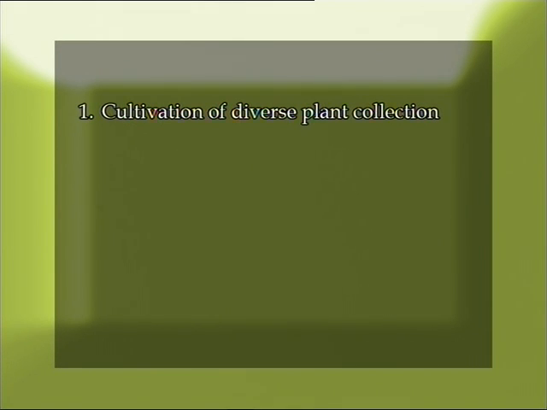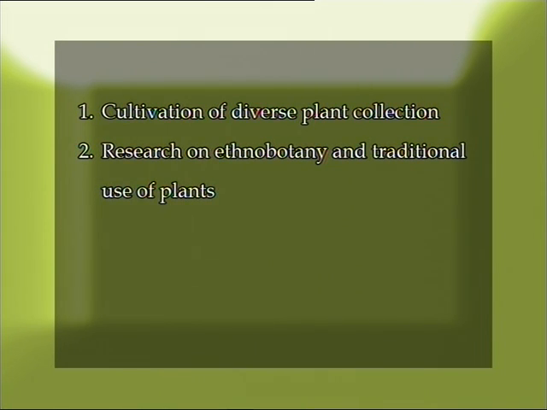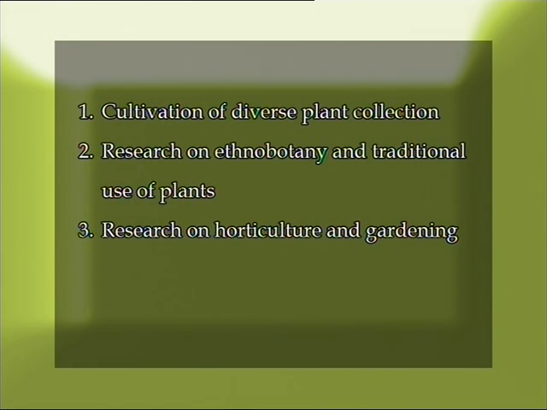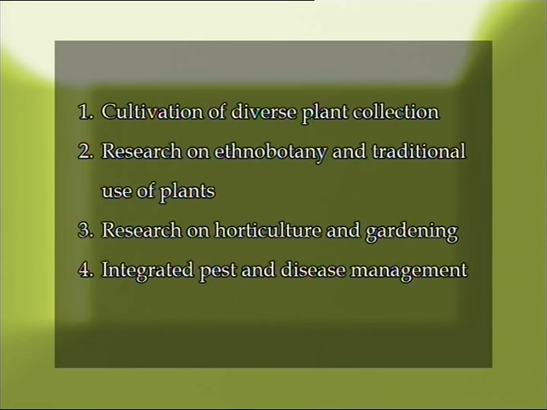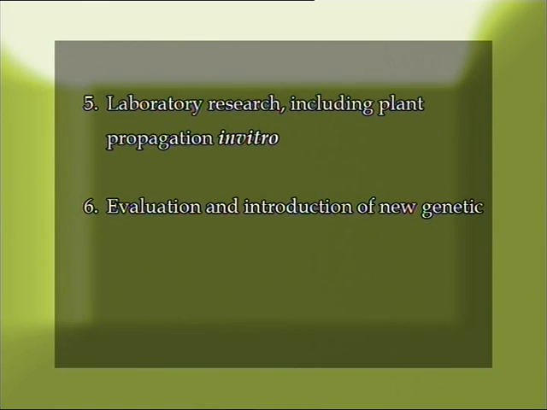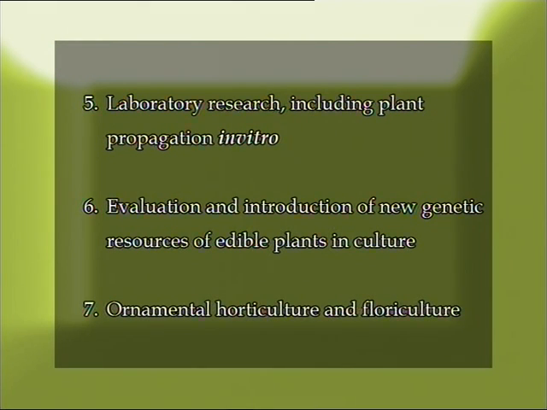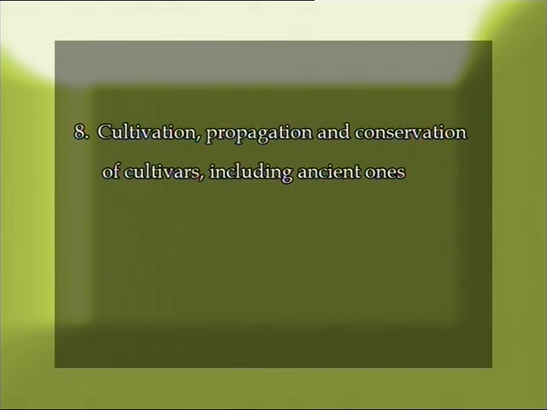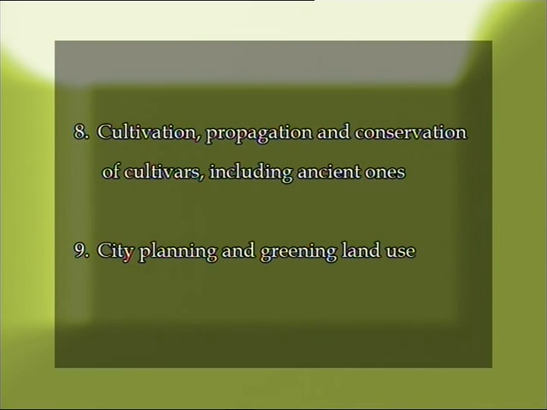Under this heading, the following points are to be studied. First, cultivation of diverse plant collection. Second, research on ethnobotany and traditional use of plants. Third, research on horticulture and gardening. Fourth, integrated pest and disease management. Fifth, laboratory research including plant propagation in vitro. Sixth, evaluation and introduction of new genetic resources of edible plants in culture. Seventh, ornamental horticulture and floriculture. Eighth, cultivation, propagation and conservation of cultivars including ancient ones. And ninth, city planning and greening land use.